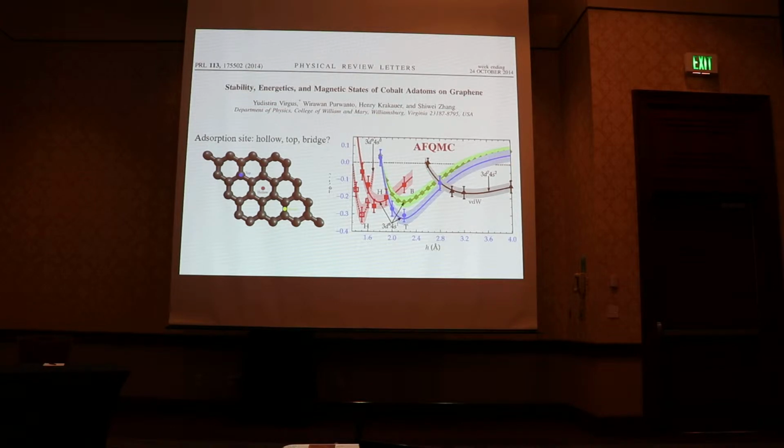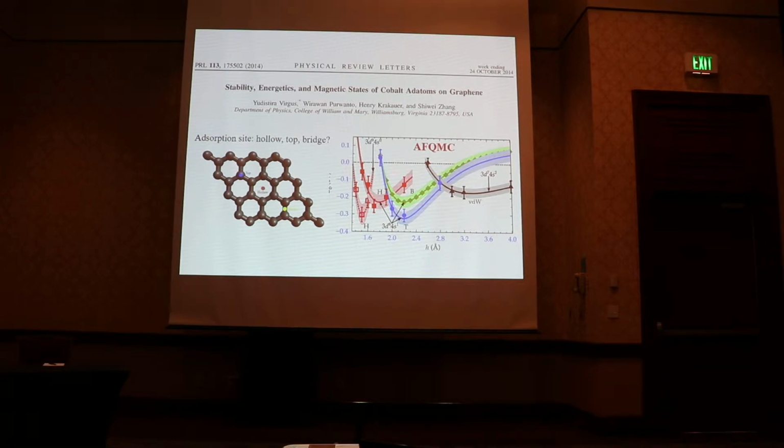So here's an example of a material which we found to be very sensitive to the theoretical level of treatment. This is cobalt absorbed, single cobalt atom absorbed on graphene. It's attracted a great deal of experimental interest, or it did a few years ago. And one of the questions we considered was, where does the cobalt absorb? Top side, hollow, bridge side, etc.